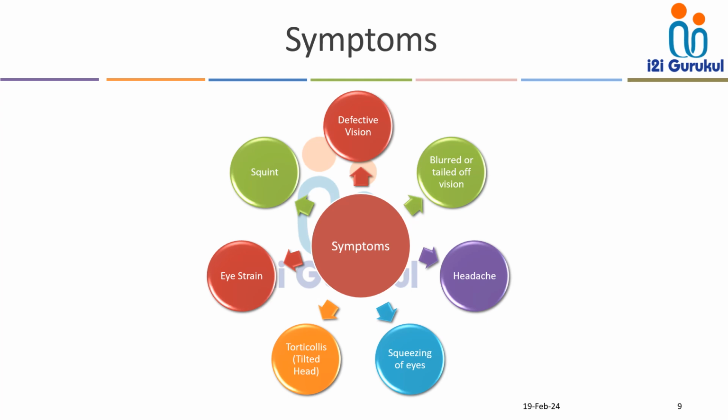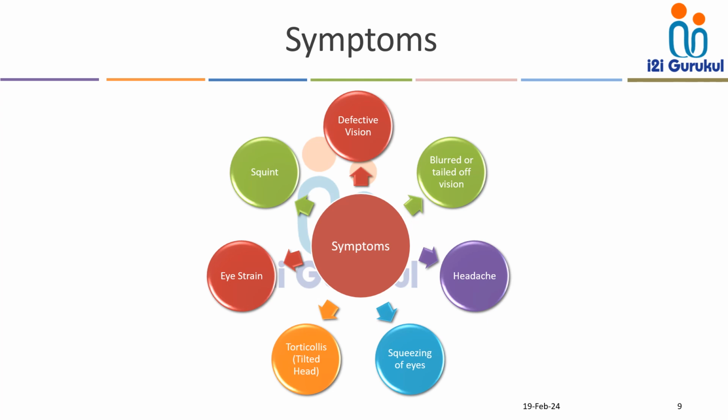And the second one is headache. The third one is squeezing of the eyes, and the fourth one is torticollis, meaning tilted head, in which the neck muscles contract, causing the head to twist to one side. So these are the typical signs and symptoms the patient will explain to you.